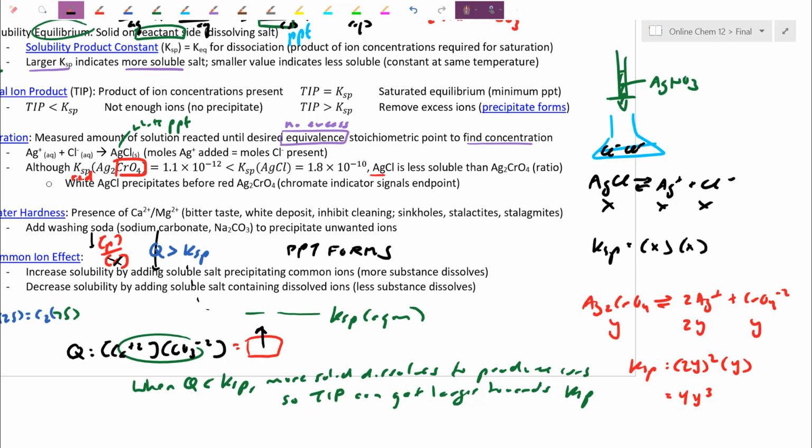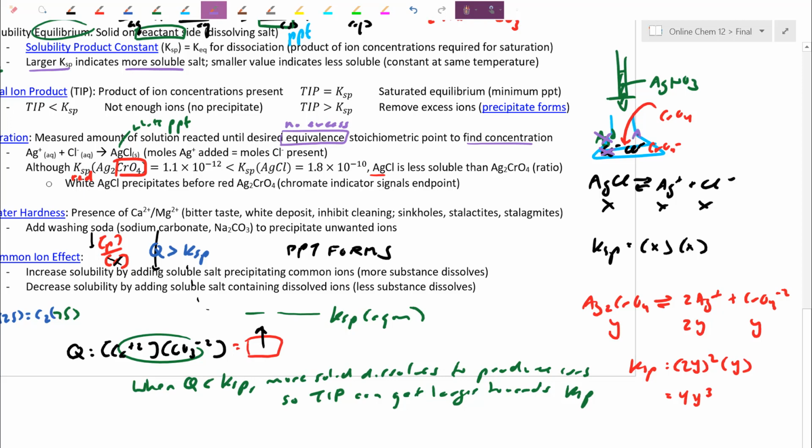I throw in a little bit of chromate indicator, so CrO4. So the CrO4 is present. As you drop in your silver nitrate, it's going to produce silver ions. As long as silver still runs into chloride, that's going to end up forming a white precipitate. No red forms yet.